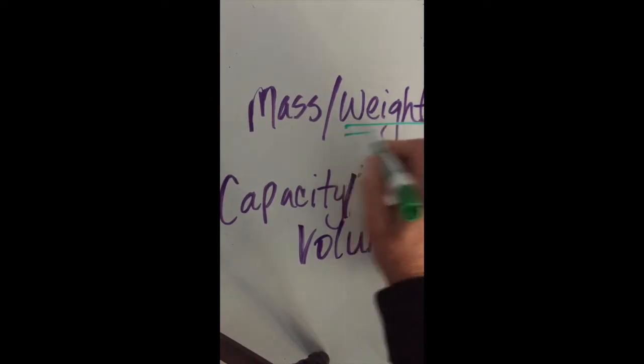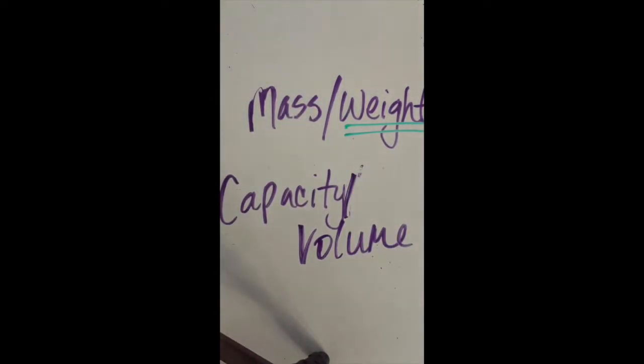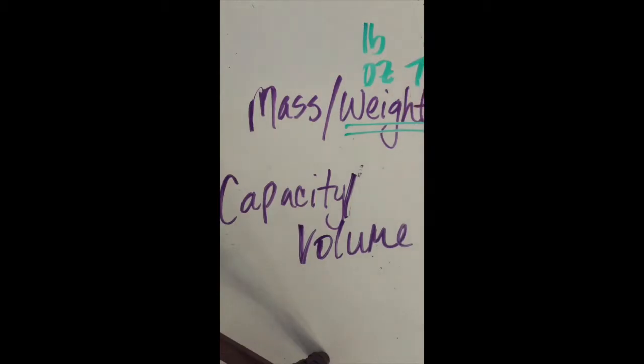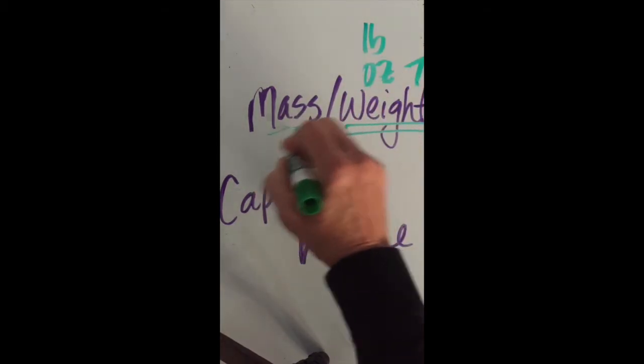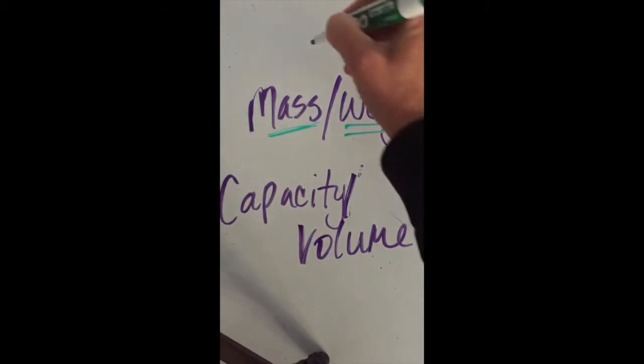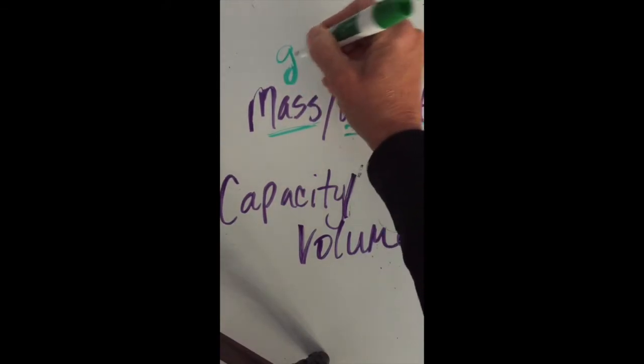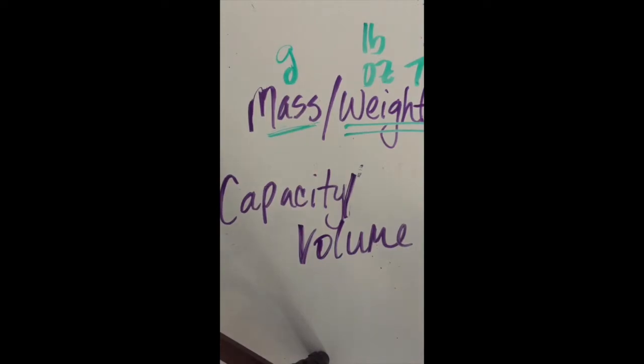Now weight, you know, in the customary system uses pounds, ounces, and tons. In the metric system, we tend to refer to it as mass. And the unit of measure that we are working with in mass is a gram, and it goes by a lowercase g. And then we use prefixes in front of that to talk about how many grams.